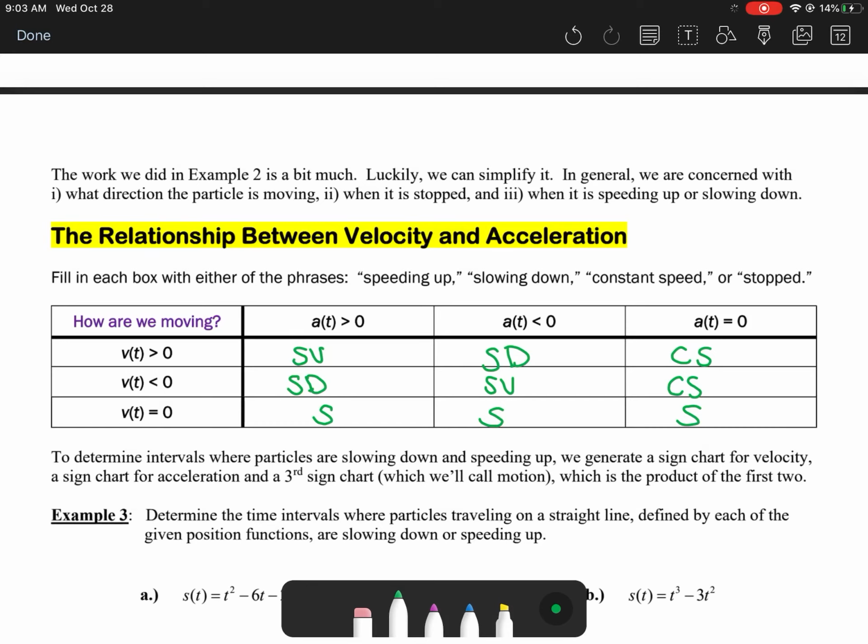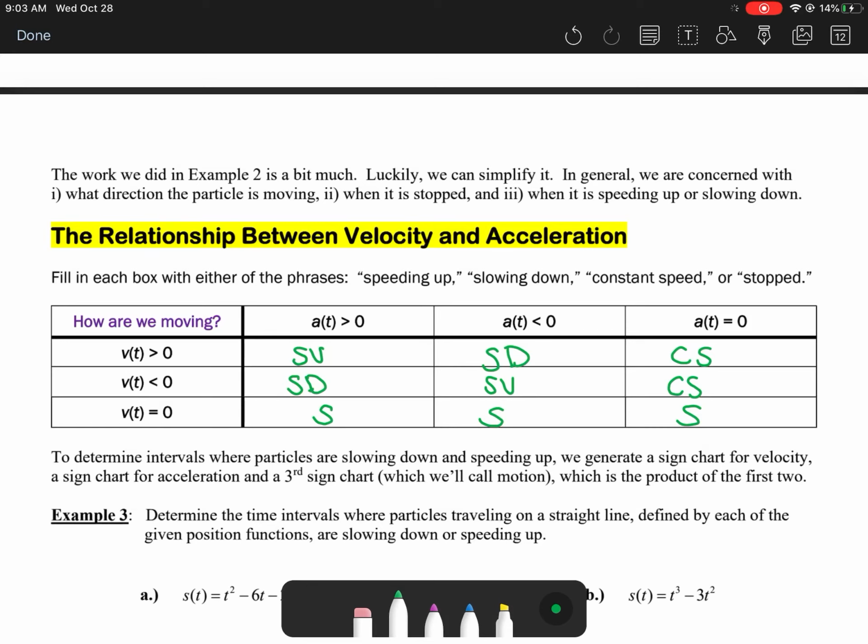So one thing to notate here is that if your acceleration and velocity are the same sign, then it's always going to be speeding up. So if you notice, when they were both positive or when they were both negative, I was speeding up. If they're opposite signs, then I know that it's going to be slowing down.